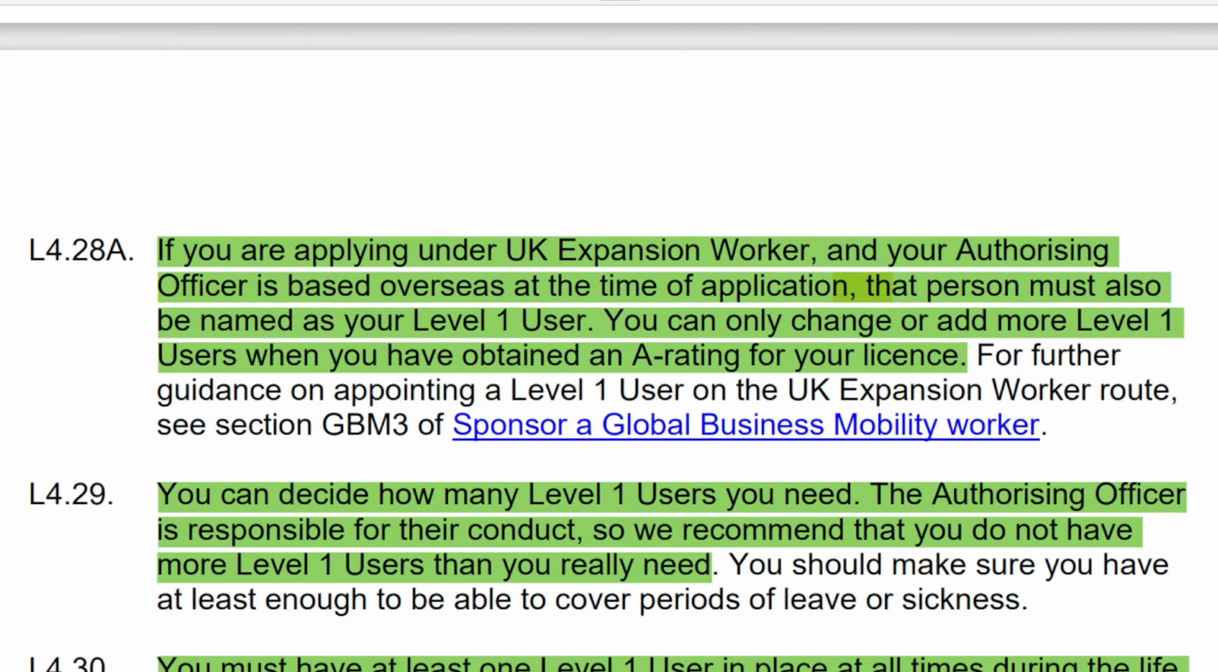If you are applying under UK expansion worker, and an authorizing officer is based overseas at the time of application, that person must always be named as a level 1 user. You can only change or add more level 1 users once you have obtained a rating for your license.